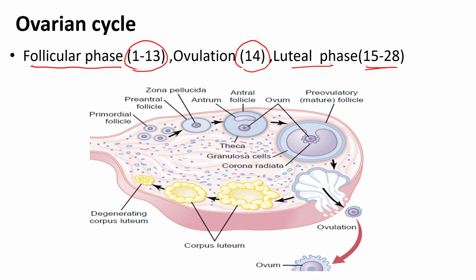So here you can see from the primordial follicle to the ovulation, it is called as follicular phase, and the release of ovum is called as ovulation. After the release of ovum, the remaining Graafian follicle will become corpus luteum. Based on whether the pregnancy occurred or not, if pregnancy doesn't occur, it degenerates. If pregnancy occurs, it remains for 3 more months for maintenance of the pregnancy.